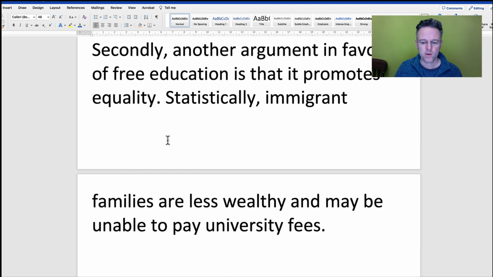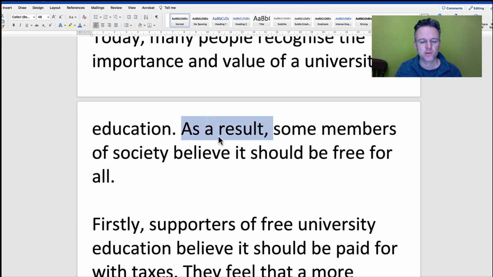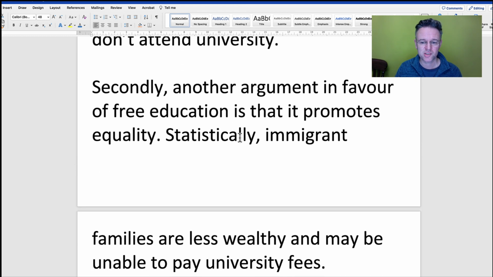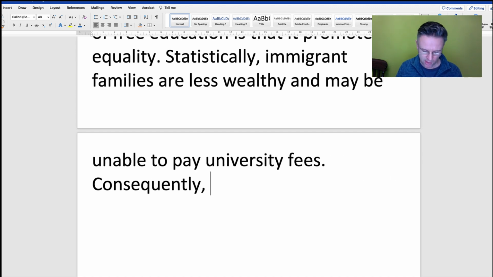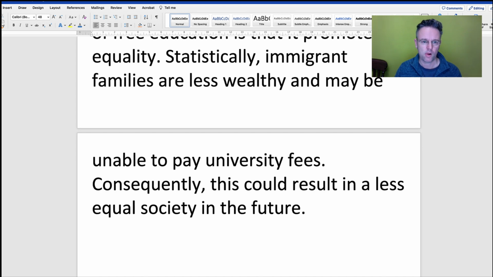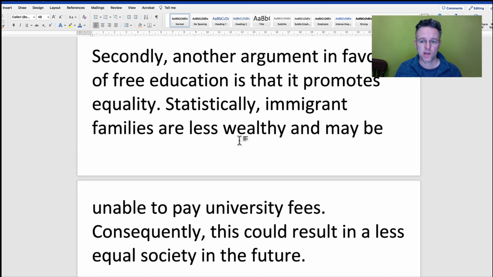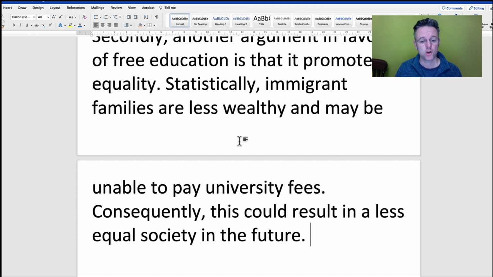So, I've now given an example. Now, in the introduction, I said "as a result," and I really like that, but I don't want to repeat it. So I'm going to use a synonym for "as a result," which is "consequently." Consequently, this could result in a less equal society in the future. Secondly, another argument in favour of free education is that it promotes equality. Statistically, immigrant families are less wealthy and may be unable to pay university fees. Consequently, this could result in a less equal society in the future.